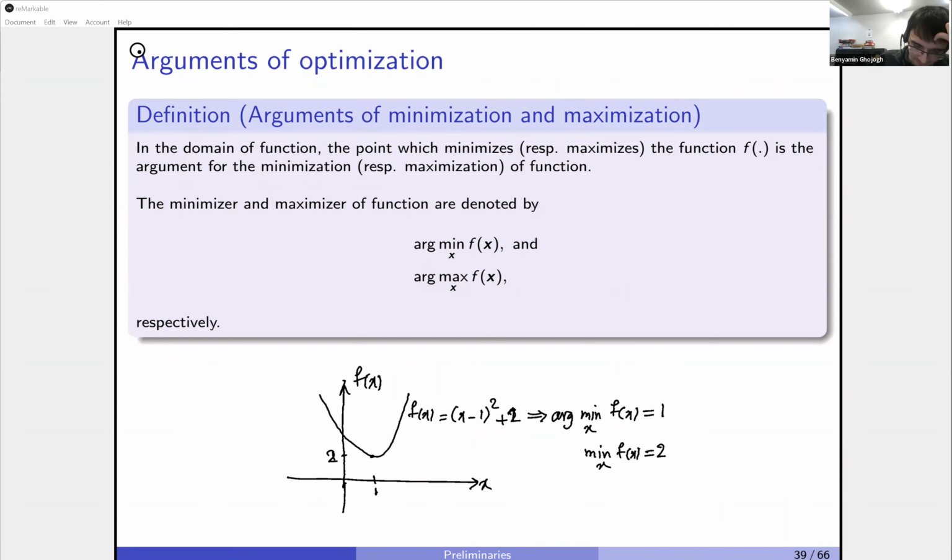Okay. Arguments of optimization. Do you remember? So for example, consider this example. I think it clarifies everything. The minimum of this function, can someone tell me what is the minimum of this function? Is it 2 or 1? Which one? So this is the input. Sorry, what?